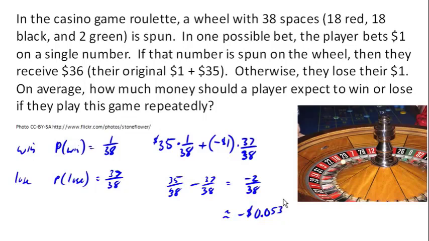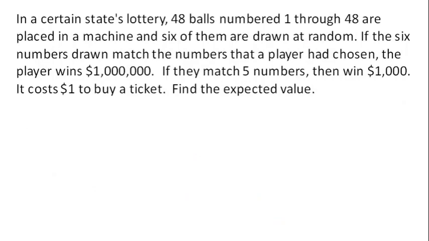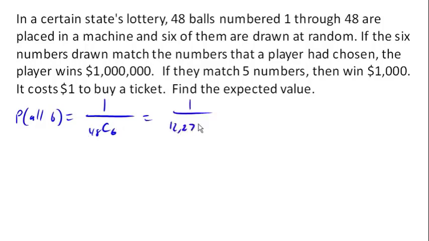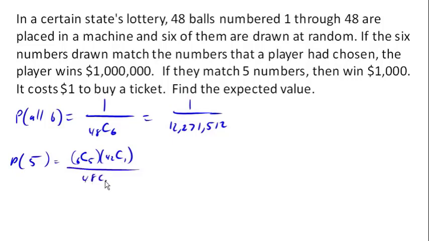So now let's look at a lottery problem. We looked at this lottery before, and we figured out that the probability of matching all 6 numbers was 1 out of all the possible choices. So it was 1 out of the ways of picking 6 numbers out of 48, which was 1 out of 12 million-ish. And the probability of matching 5 was, let's see here, from 6 numbers, we had to pick 5, and then from the 42 non-winning numbers, we had to pick 1, and we ended up with a probability of about 252 out of, again, that 12 million there.